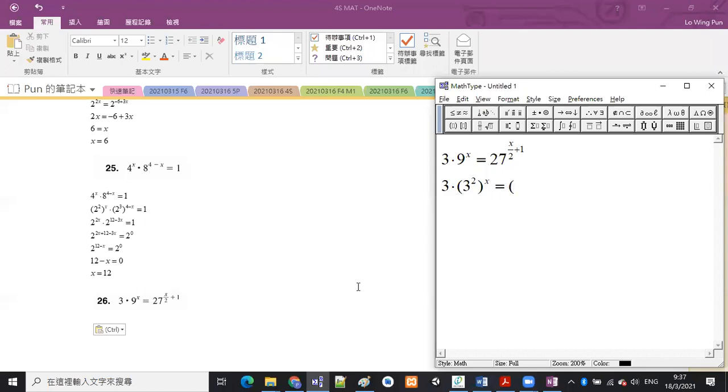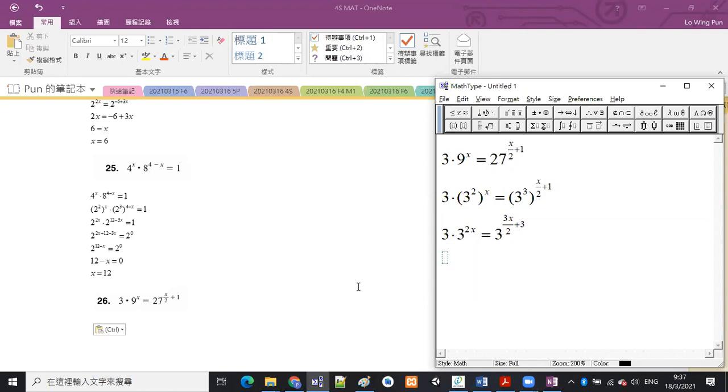Okay, the 3 has no change first, and then 9 is changed to 3 squared, to the power x, and then 27 can be changed to 3 cubed, to the power x over 2 plus 1. Then we use the laws of index step by step. This 3 is unchanged, this 3 becomes power 2x, and this 3 will have 3x over 2 plus 3.